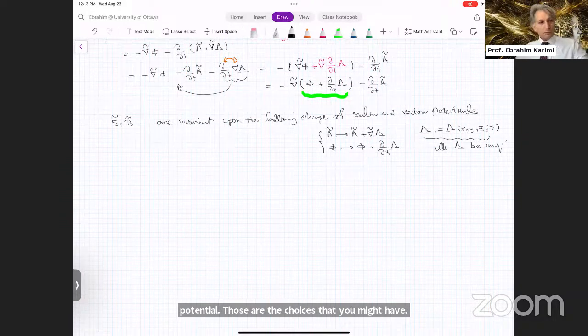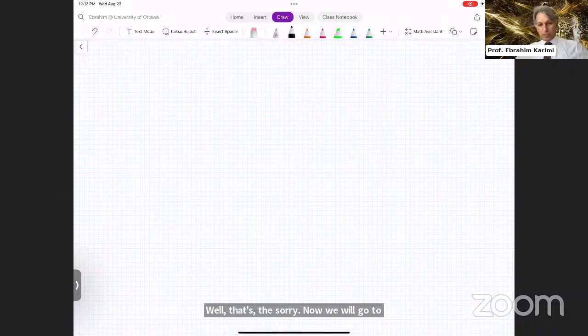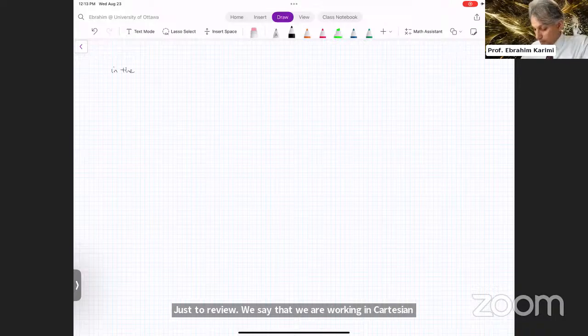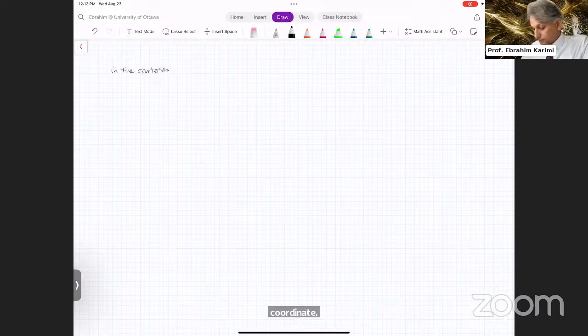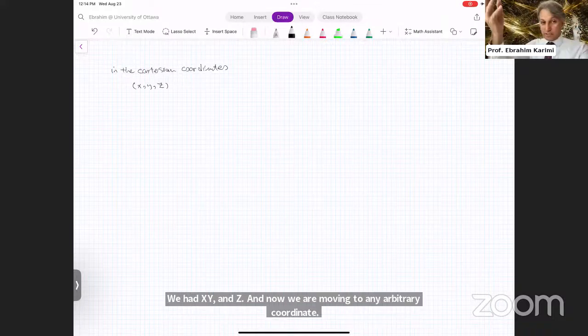Well, that's the story. Now we will go to the curvilinear space, where we stopped last time. Just to review, we are working in Cartesian coordinates. We had x, y, and z, and now we are moving to any arbitrary coordinate. Any arbitrary one that we may design is up to you.